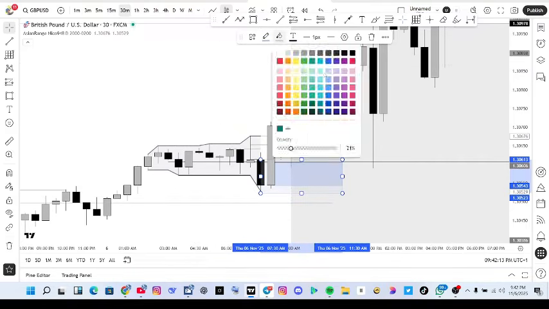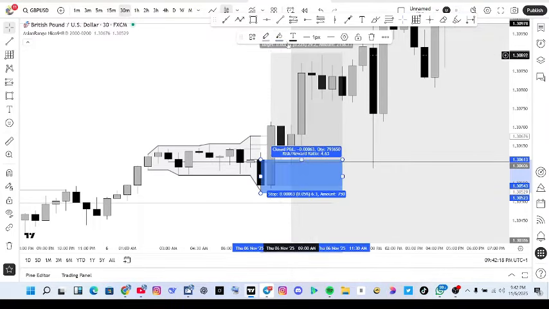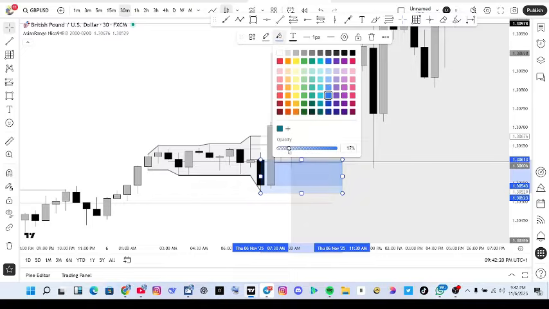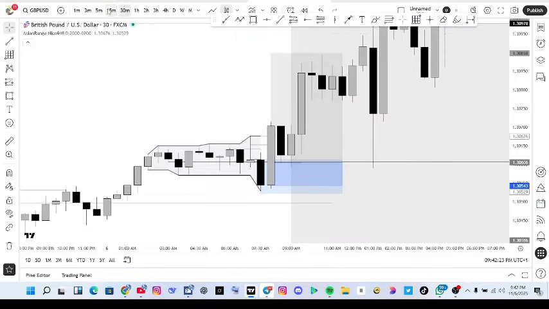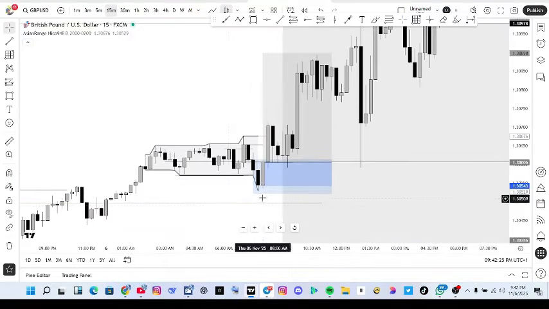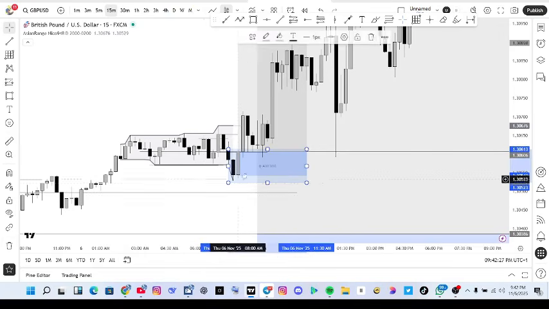This particular one. Let me change the color. Okay, I'll show you this. Let's use blue. This is the order block here. If you go to 15 minutes, you can look for a smaller one to refine it, but price might not get there. See this order block, but price didn't come there.